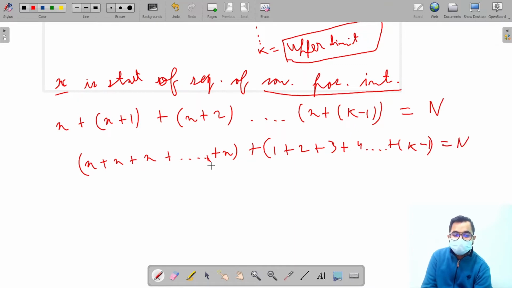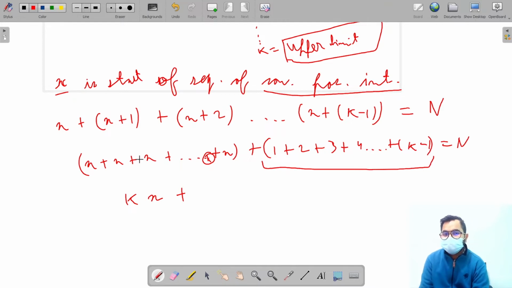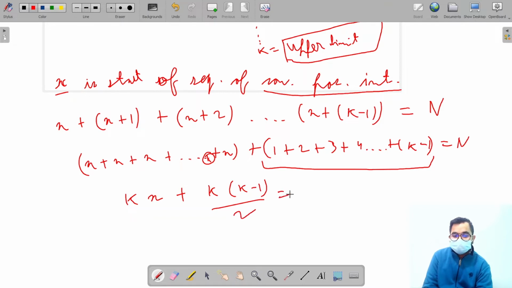All right, now as I discussed, there are k elements, so this is going to be k times x, right? Now look at this carefully. Isn't it the sum of n natural numbers? Instead of n we have k. We know the sum of n natural numbers is n times (n minus 1) by 2, so we are going to write it here in terms of k: k times (k minus 1) by 2. That's it. And equal to n, now we have one equation.